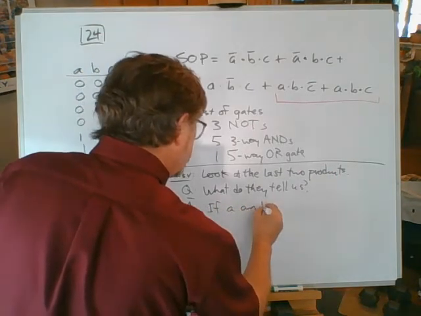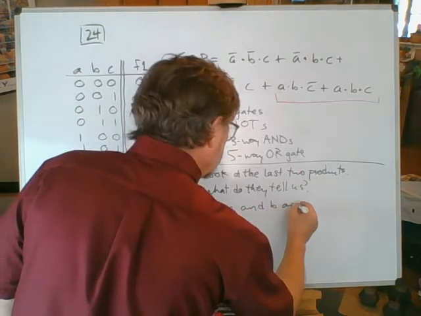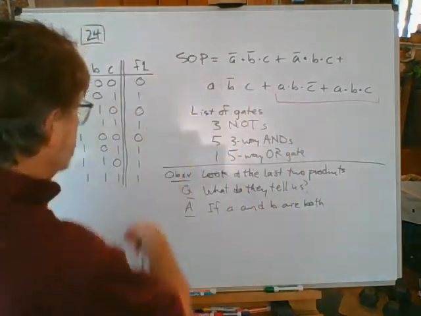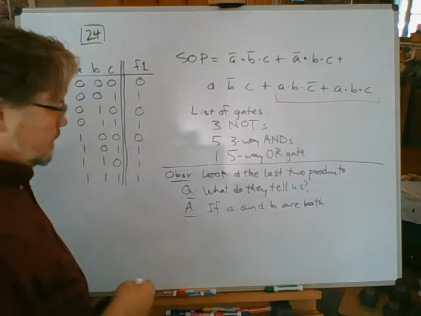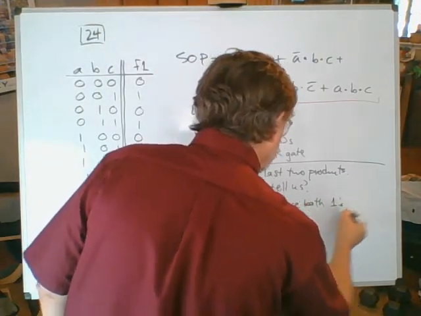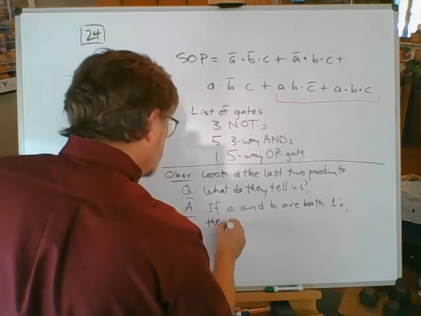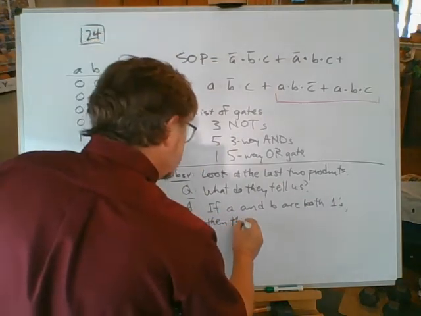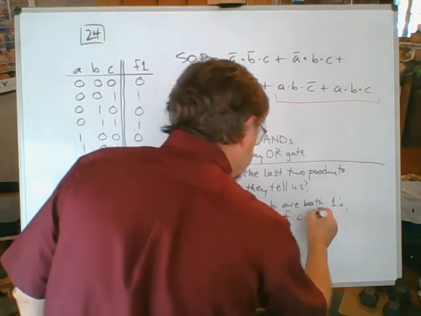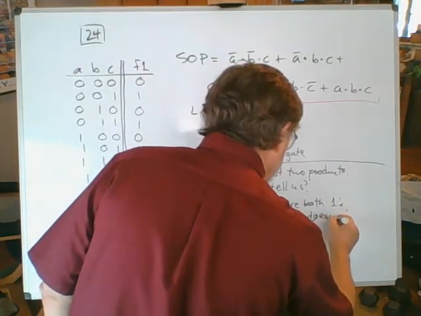A and B are both on, but in terms of the truth table and in our circuit, on means 1. If A and B are both 1s, drum roll, then the value of C doesn't matter.